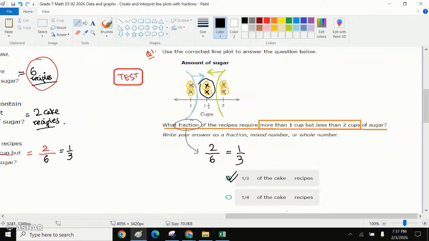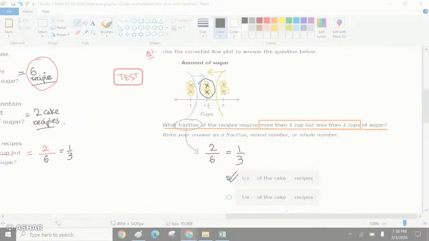No, Michael and Ethan, it's 1/3. Why? Because there are total 6 recipes, and out of the 6 recipes, only 2 recipes were using 1.5 cups. So if we need to find the fraction, that means 2 upon the total, that was 6. And 2 upon 6 reduces to 1 upon 3. Do we agree? Okay, let's see the next question.